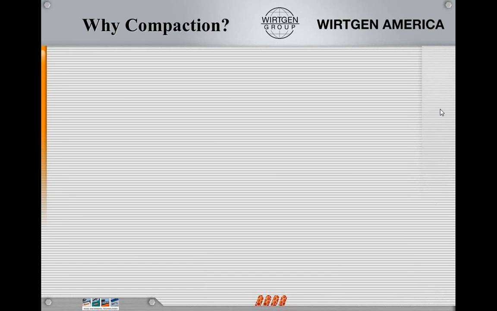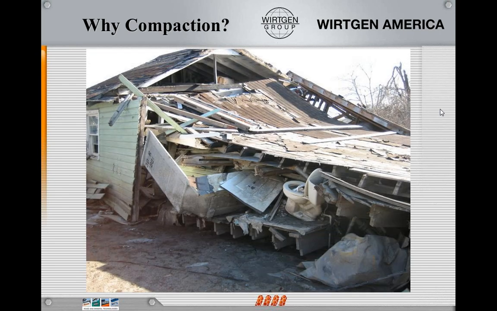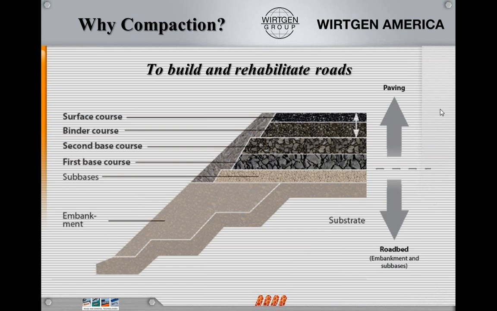So why compaction? We don't want things to fall apart. And again, it all starts from the bottom up. If we do not have a good base to start with, we are not going to have the surface. I've heard so many times through the years that we'll just put more asphalt on it, it'll bridge it. Well, eventually it's going to start sinking because we're not going to have the proper compaction on the base. We're not going to get good compaction up on the surface. So we're going to struggle. It all starts from the bottom up.